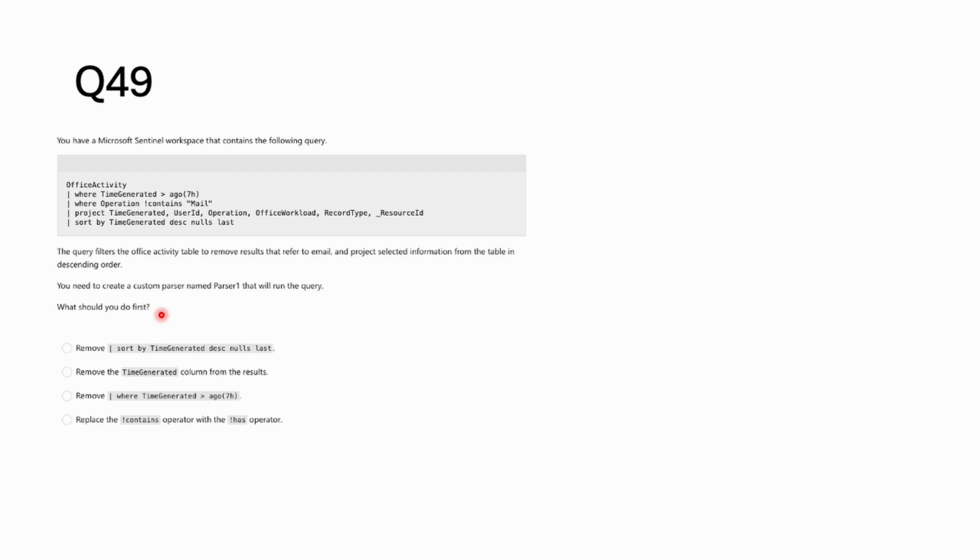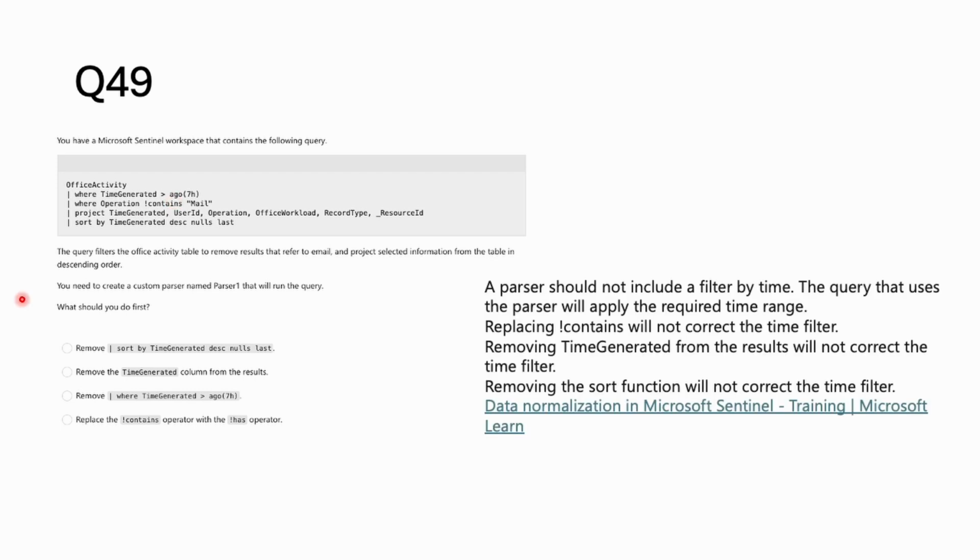Fine, it's very simple. If you're trying to create any parser, there should not be any time constraint. So it's going to be very simple. We need to remove this TimeGenerated filter in a parser. That should not be there. Even if I go and explore the Microsoft document, it clearly says a parser should not include a filter by the time. So that's very simple. The answer should be remove where TimeGenerated greater than ago 7 hours.